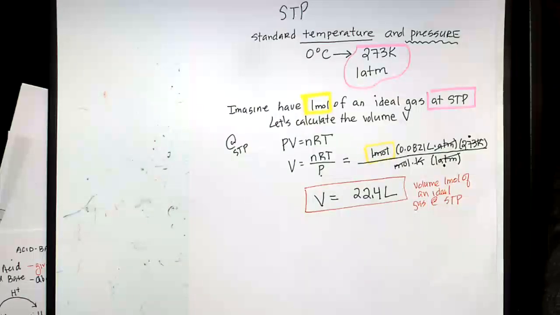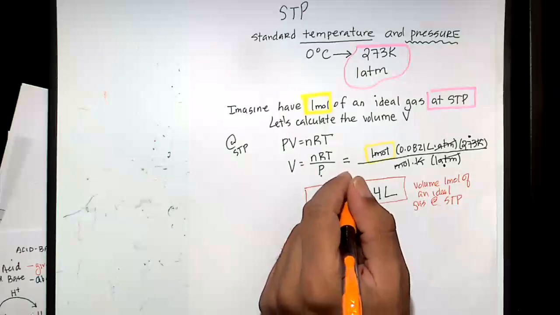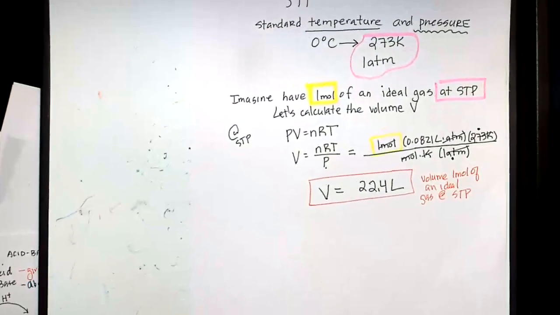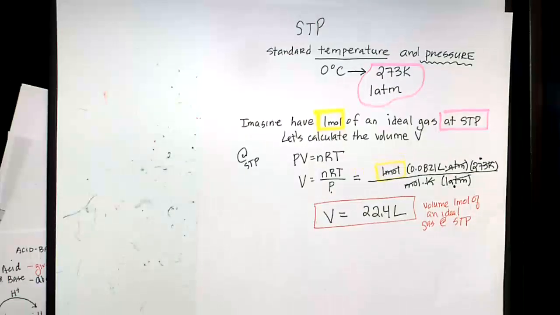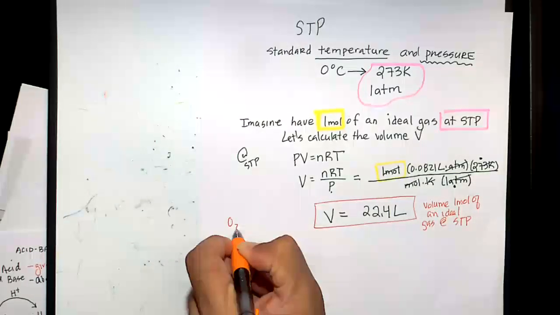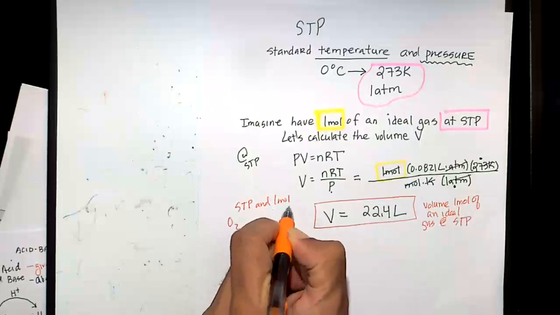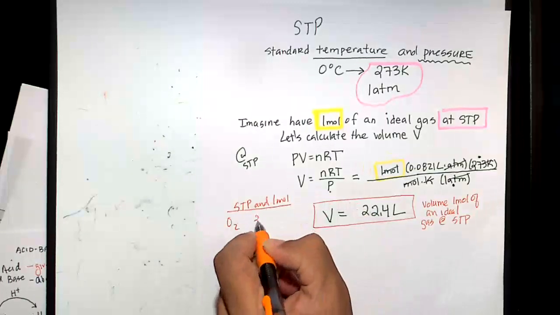Volume of 1 mole of an ideal gas at STP. So what does this mean? This is a really weird thing in nature, Mother Nature. It's really quirky. Let me tell you why. Let's say we have oxygen gas, and you're at STP and 1 mole of oxygen gas. How much volume do you have of the oxygen gas?